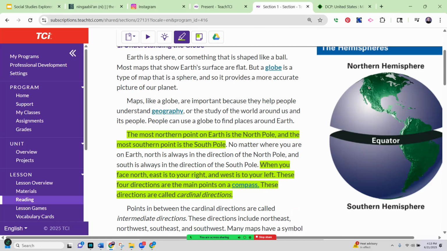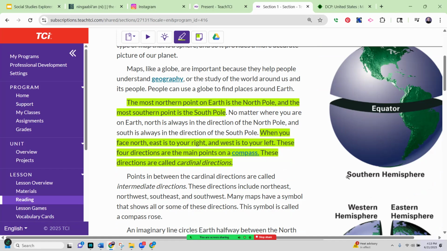So, understanding the globe. You look over here, you see the northern hemisphere and southern hemisphere divided by the equator. And the most northern point on Earth is the North Pole. This is not to be confused with the magnetic North Pole. That moves, and it is not at 90 degrees. The same thing applies to the South Pole.